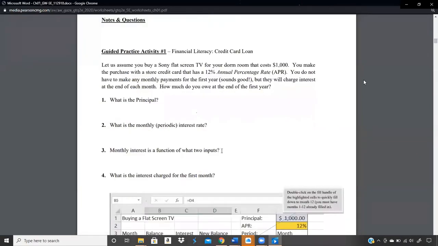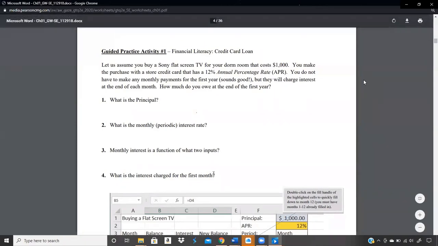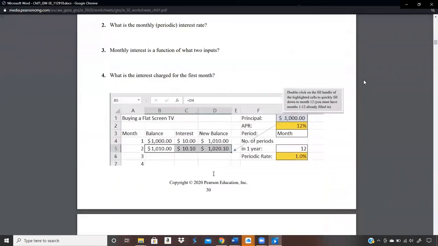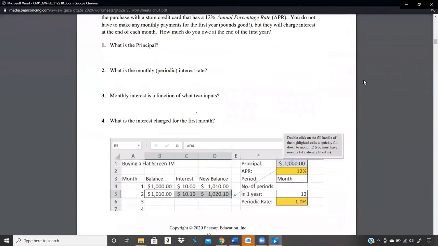Monthly interest is a function of what two inputs? There is a formula on those notes to share that tells you that. So what two values are you multiplying to get monthly interest? So you can go back to that and get that, and we will basically be doing that in the Excel spreadsheet. What is the interest charge for the first month? So we'll actually see that answer in just a minute. And let's go ahead and start setting that up actually.